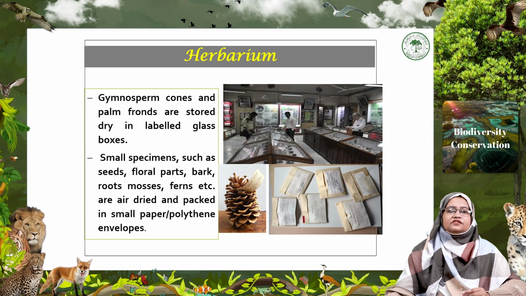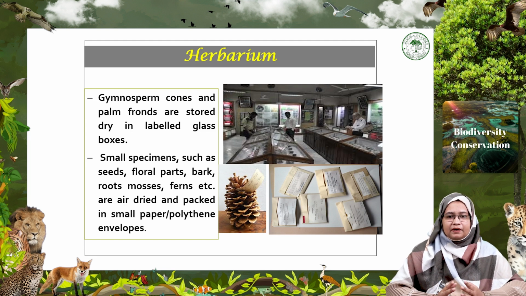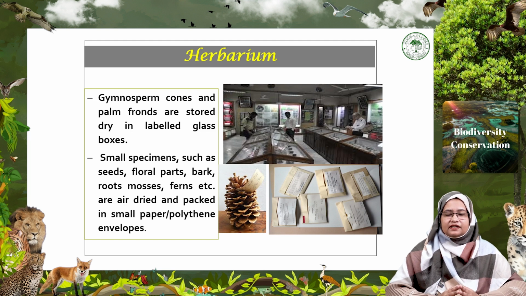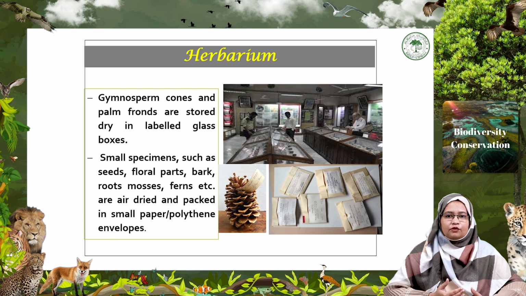Now moving towards the next plant part, that is the preservation of gymnosperms and small plant parts. As we have discussed earlier, a plant may be preserved in the form of a whole plant, or in the case of a small twig, its parts are preserved in different ways. Now moving toward the preservation of gymnosperms and small plant parts.